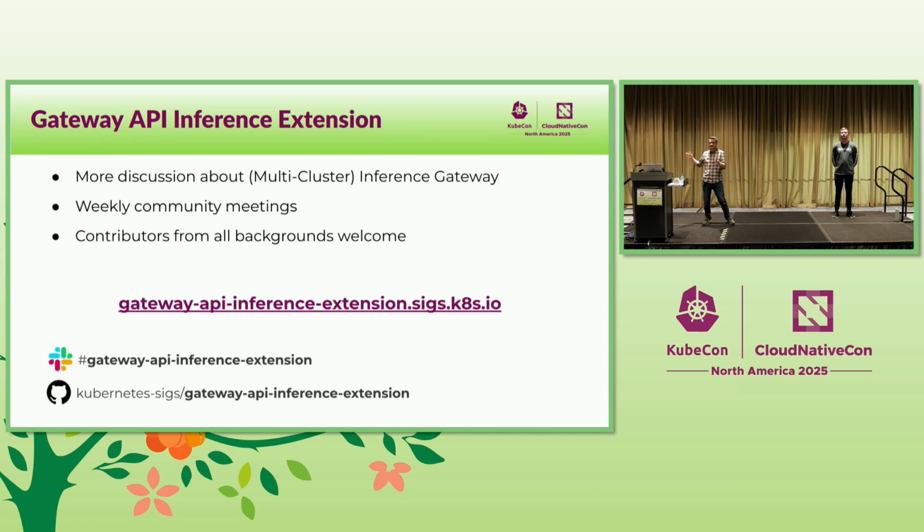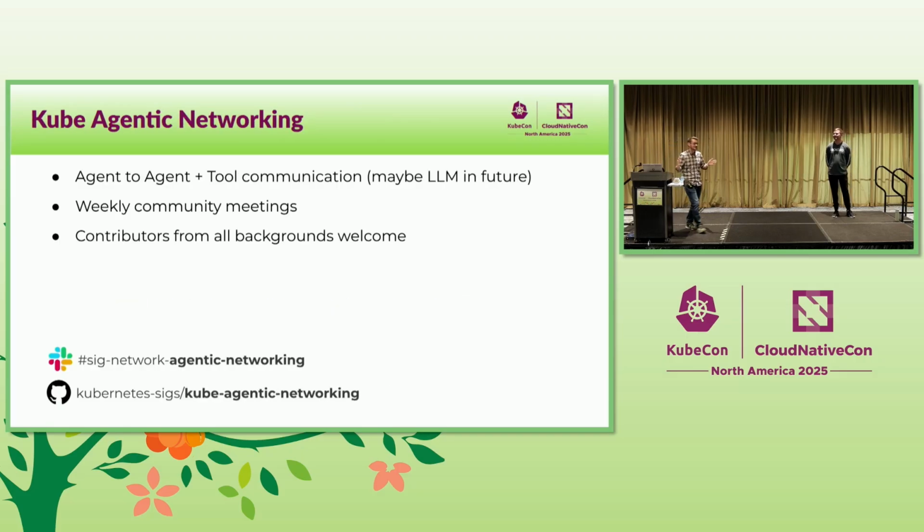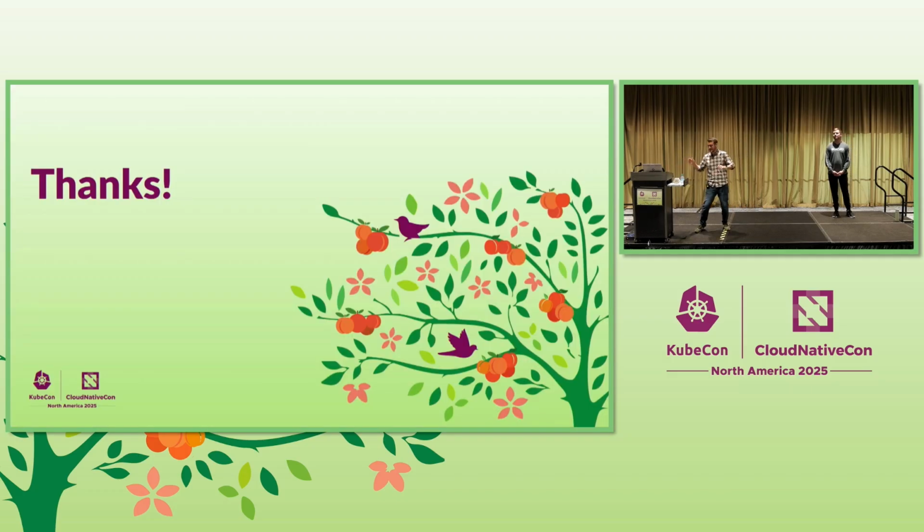And if you want even more meetings in your life, because I know we all love meetings, there's another weekly meeting for you. If you like inference, you might even like agentic. There's another Kube subproject called Kube Agentic Networking, which has just started up in the past few weeks. If any of these things are interesting to you, we'd love to get some feedback, some input from you. And again, make sure we're solving the right problems. With that, thanks so much. I think we might have a few minutes for questions.